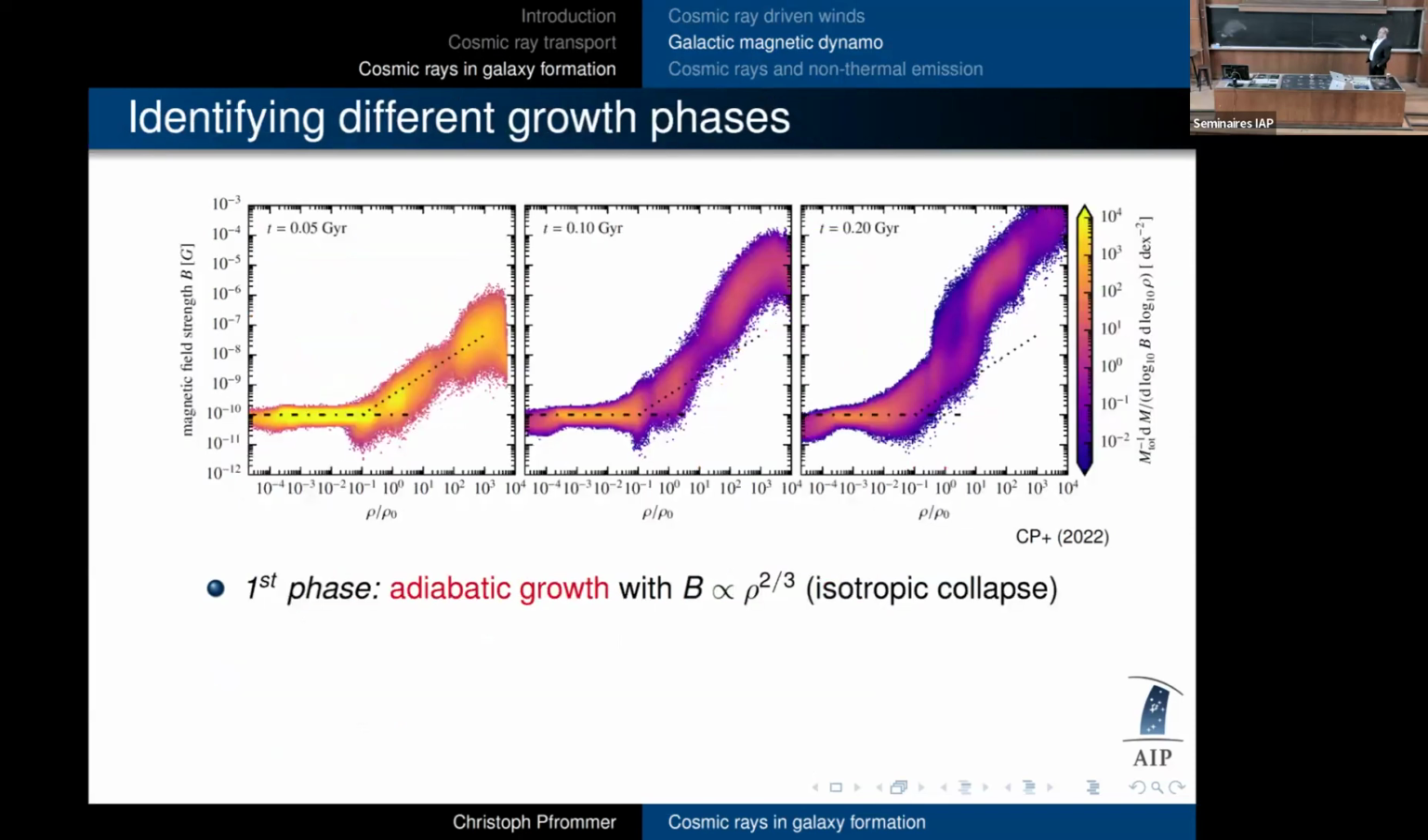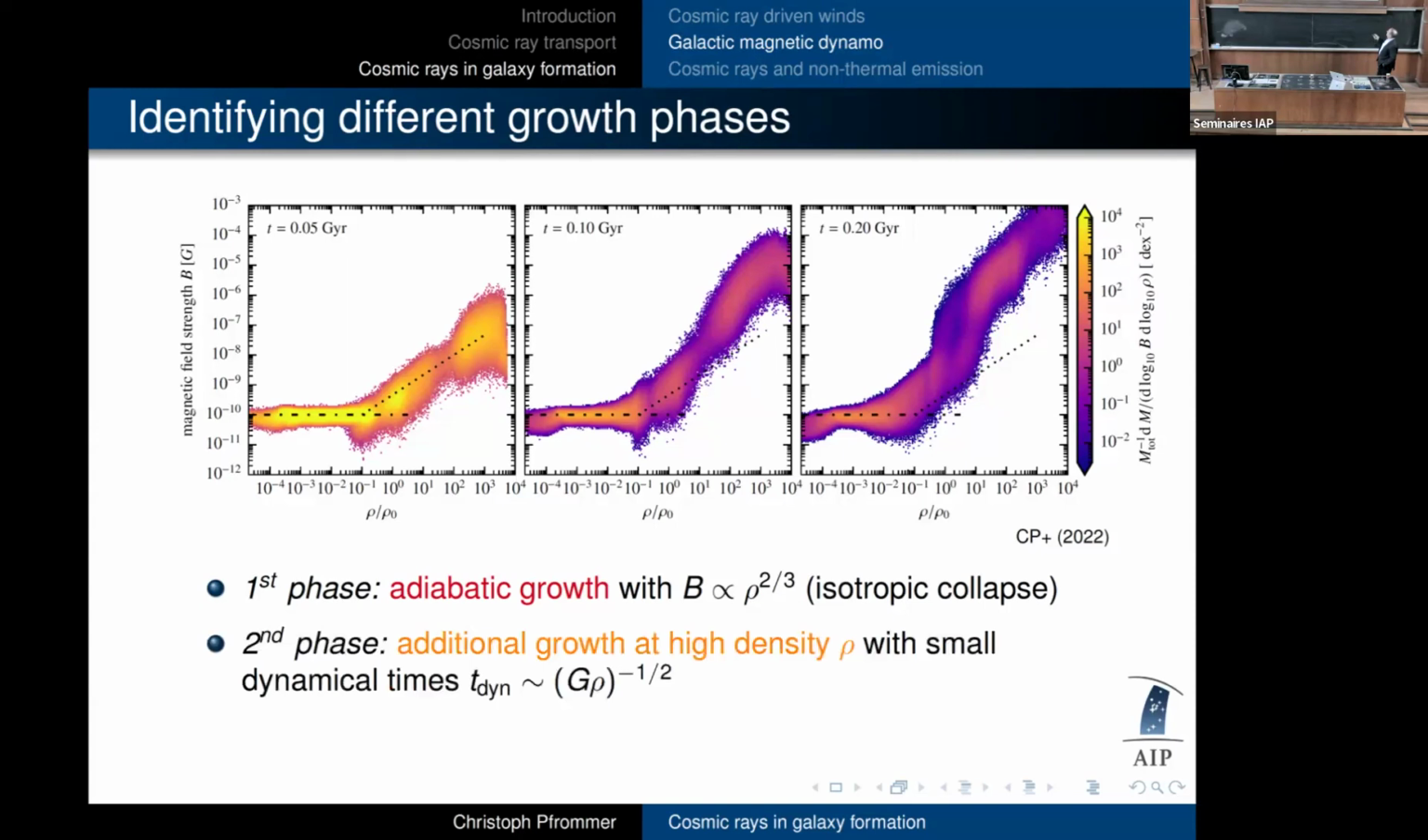This shows now how the magnetic field grows over time. It shows the magnetic field strength as a function of density. That's my initial field that I put down by hand. And you can see that initially, as the gas collapses, it adiabatically compresses the magnetic field. So the field strength grows with density to the 2/3. That's what you expect for an isotropic collapse.